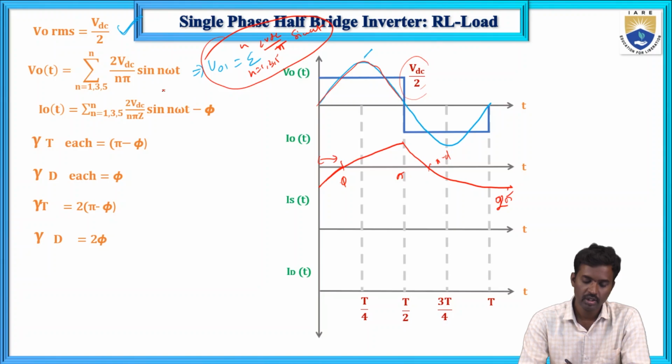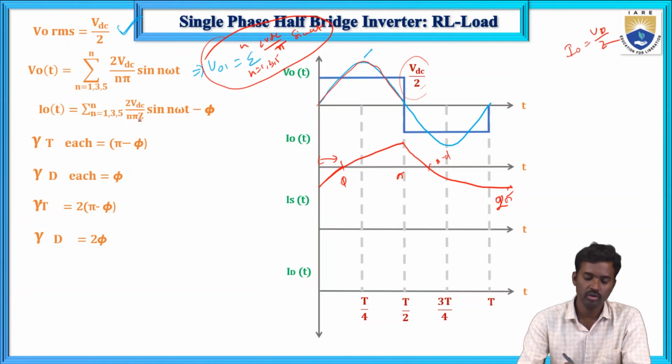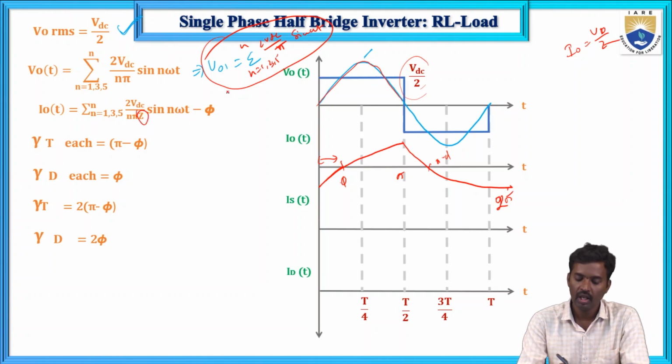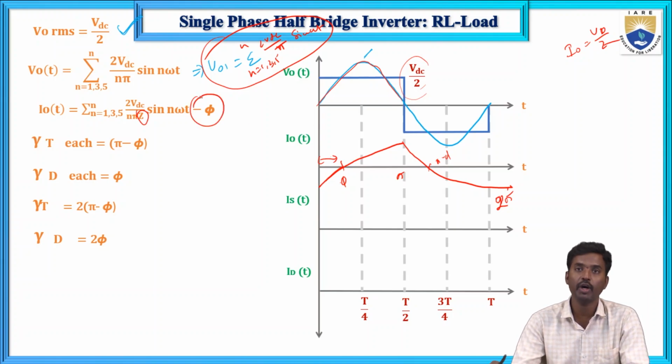So this is 2 VDC by n pi, and this voltage divided by this impedance. So always I naught equals V naught by Z. So this is Z divided by Z, and it lags current. This current lags voltage by this phi duration. So this is phi minus phi.